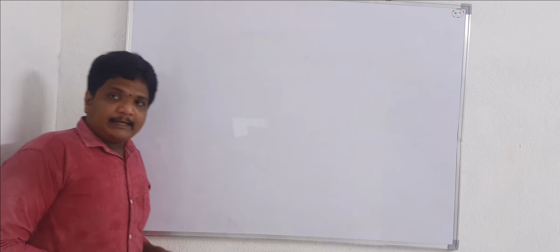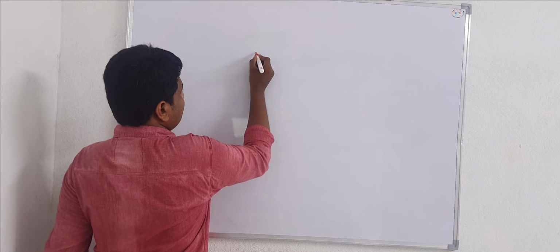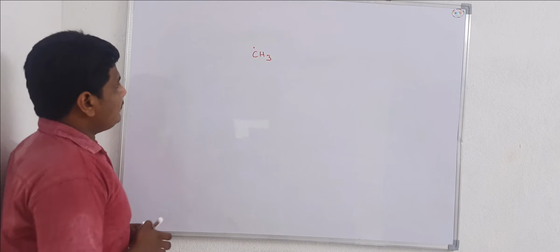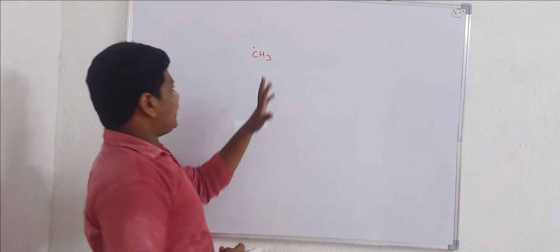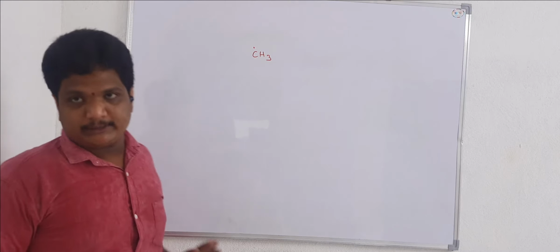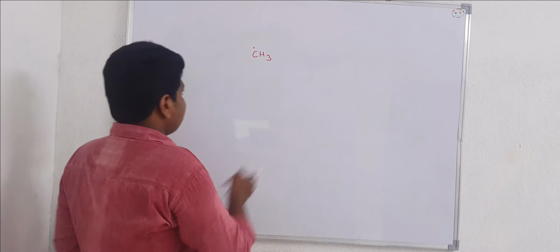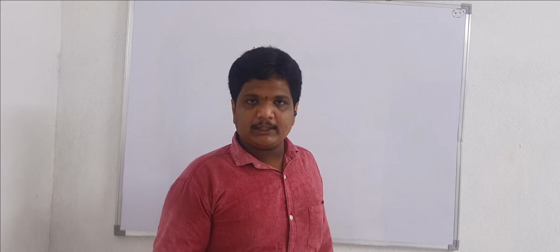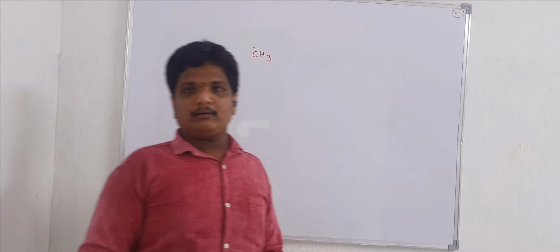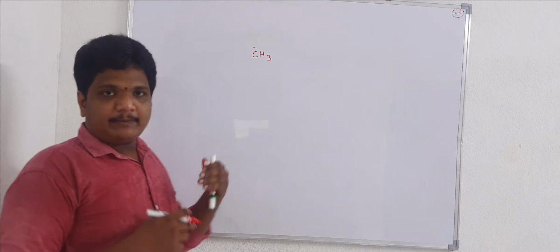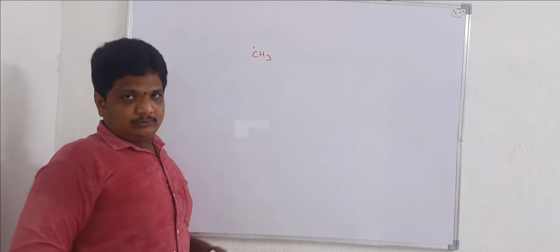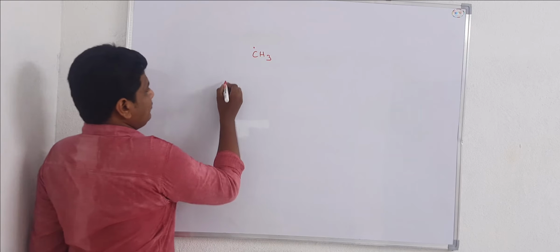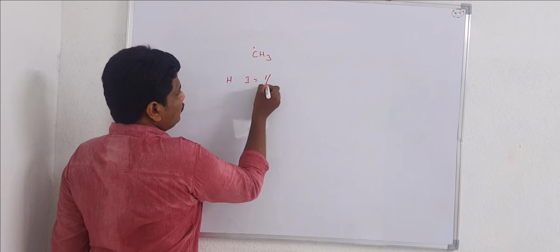Here they are asking about the ESR spectrum of the methyl radical. In this methyl radical, we have two kinds of nuclei, carbon and hydrogen. Carbon-13 is active and carbon-12 is inactive. They have not mentioned whether it is carbon-12 or 13, so in that case we can simply take it as carbon-12. So this carbon is inactive, and hydrogen is active. For hydrogen, I is equal to 1/2.